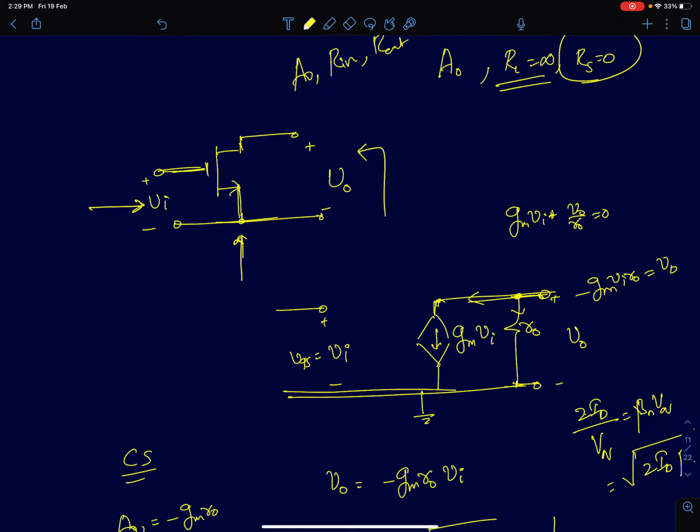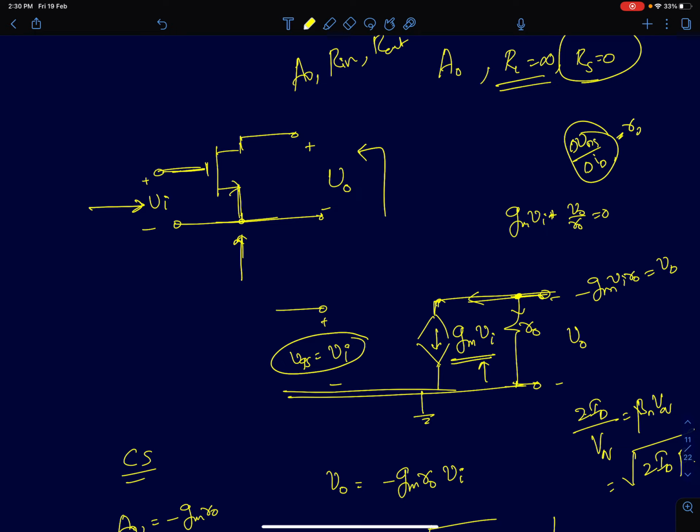And between drain and source, we have a current gm vgs flowing from drain to source. But since vgs is equal to vi here, I have written the drain current as gm times vi, where gm is the transconductance, which has to be estimated from the transfer characteristics. And we have also modeled the channel length modulation. So a resistance r0 is shown here, which is estimated from the output characteristics, which is the incremental change in the drain to source voltage divided by the incremental change in the drain to source current. That's your r0.